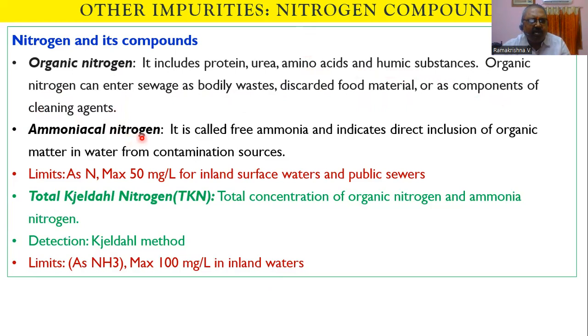We call one more form ammoniacal nitrogen. It is called free ammonia. It indicates a direct inclusion of organic matter in water from contamination sources. For ammoniacal nitrogen, the limit is a maximum of 50 milligram per liter for inland surface waters and public sewers. Total Kjeldahl nitrogen is the total concentration of organic nitrogen plus ammonia nitrogen. We use the Kjeldahl method to detect total Kjeldahl nitrogen. The limit is 100 milligram per liter in inland waters.